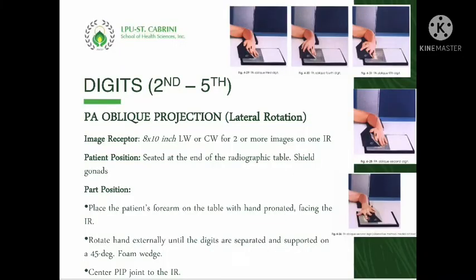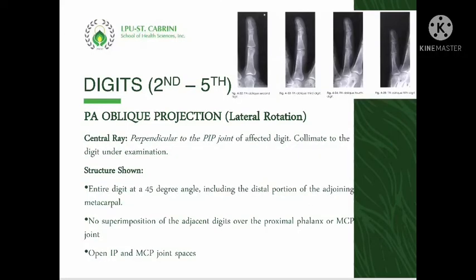Now let's proceed to the PA oblique projection of the second to fifth digits in lateral rotation. The patient's forearm is placed on the table with the hand pronated, and from this position, the hand will be rotated externally until the digits are separated and supported on a 45 degrees foam wedge. The PIP joint of the affected digit should be centered on the IR. For the PA oblique projection, the central ray is directed perpendicularly at the PIP joint.